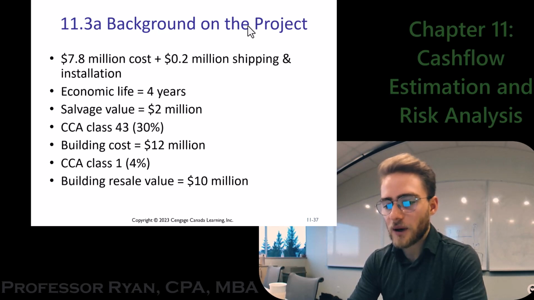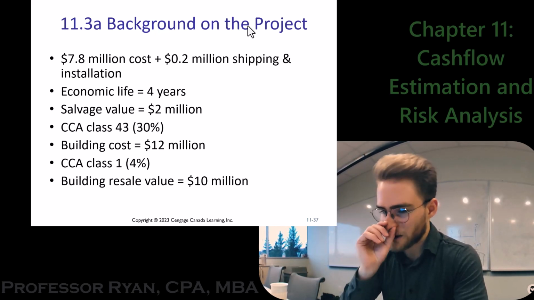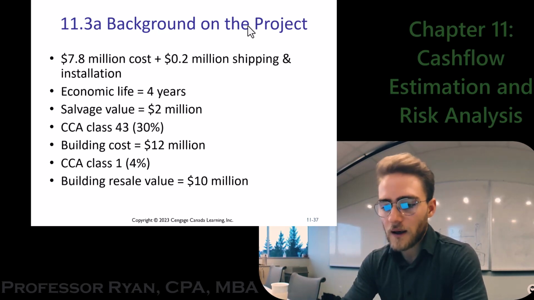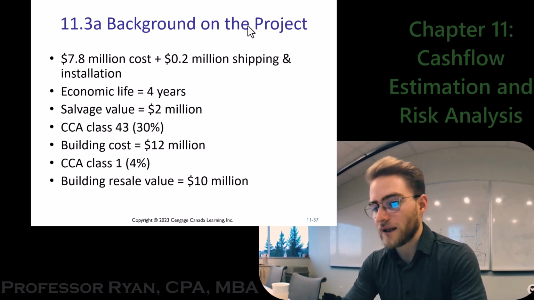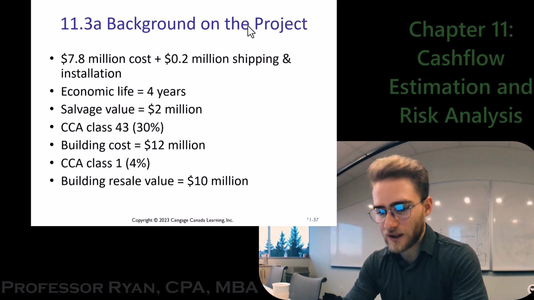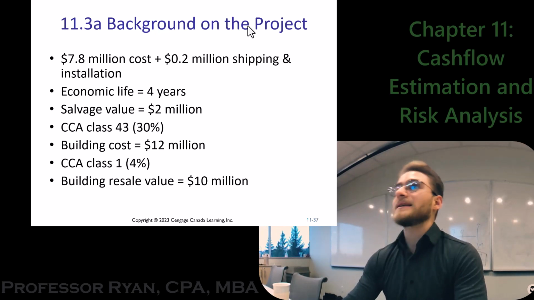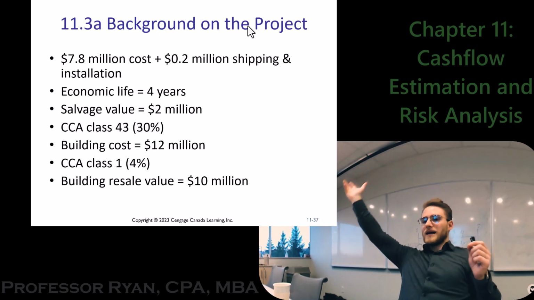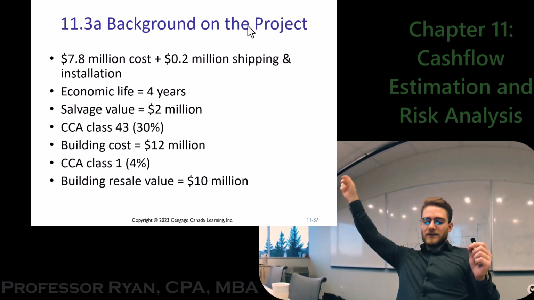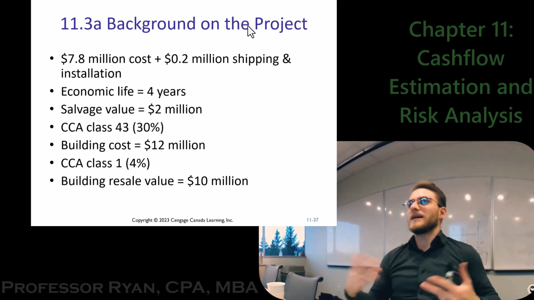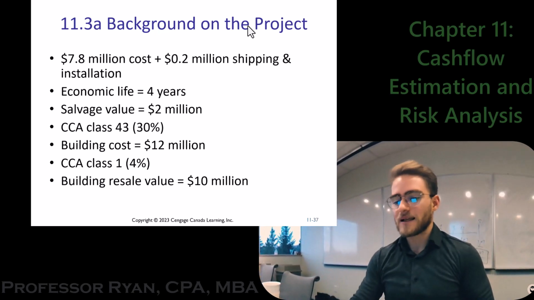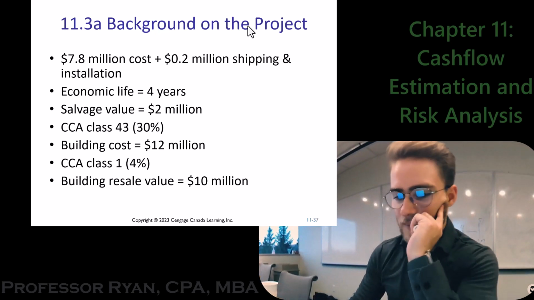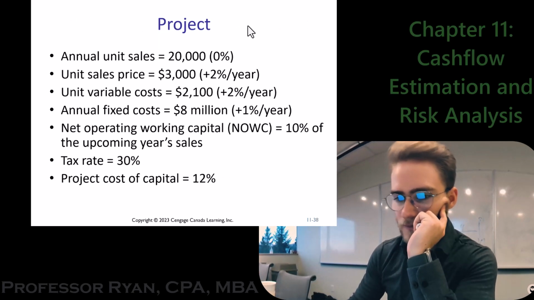We have economic life 4 years, salvage value 2 mil, CCA class is 30%, class 43. And then we also have a building cost of 12 million, so total investments can be $20 million by the looks of this. And the building is separate, it's a different class of asset. So the $8 million gets amortized at 30%, and the $12 million gets amortized at 4% for tax purposes. And the building has a resale value of 10 mil as well, which is our salvage.